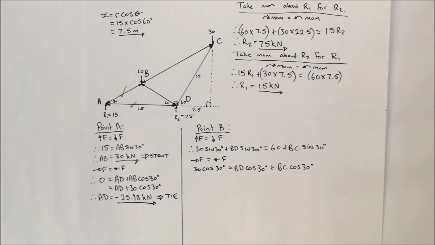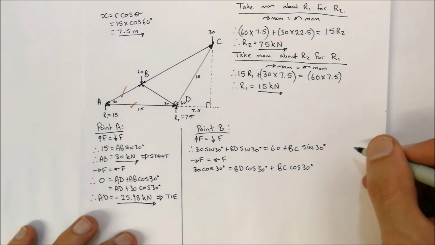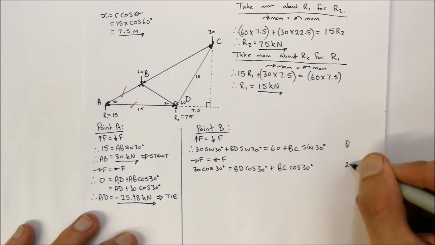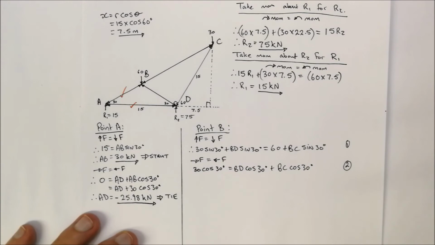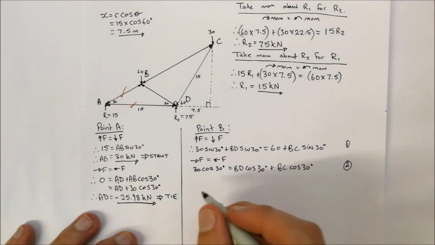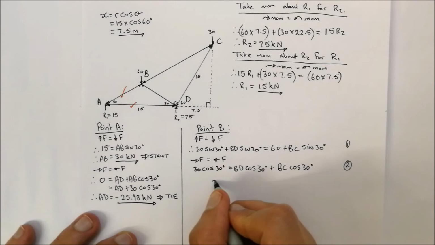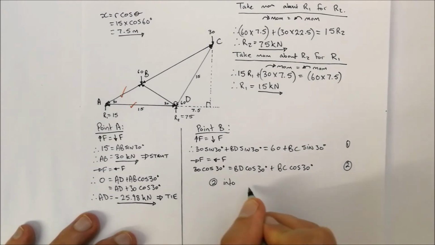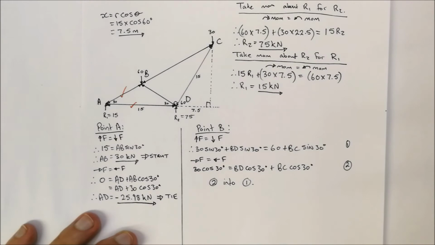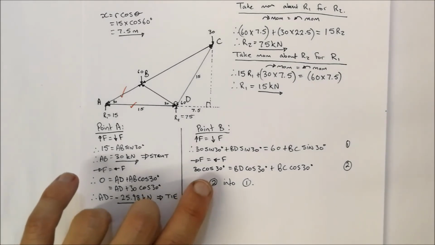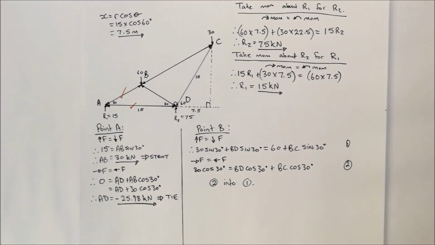Now we've got essentially two equations. I can call this equation 1 and that equation 2. And now we have to solve simultaneous equations. So we're going to put 2 into 1. That's what we want to achieve. For me to be able to do that, I need to make one of these unknowns the subject of the formula.